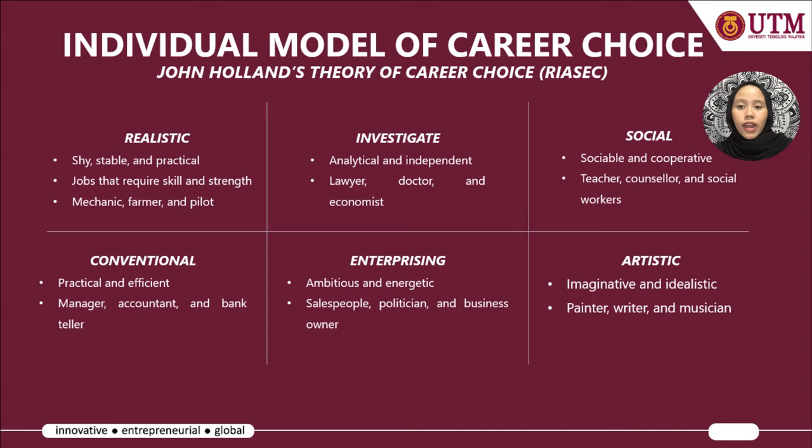Realistic people are likely to be shy, stable, and practical. They solve problems by taking action rather than talking about them. Next, the investigative personality type is more analytical and independent. They prefer to work with information and prefer to work alone rather than in groups. For the social personality type, they enjoy teaching or assisting others. Other than that, a conventional personality type enjoys rules and regulations. They dislike unclear work because they are more practical and efficient.